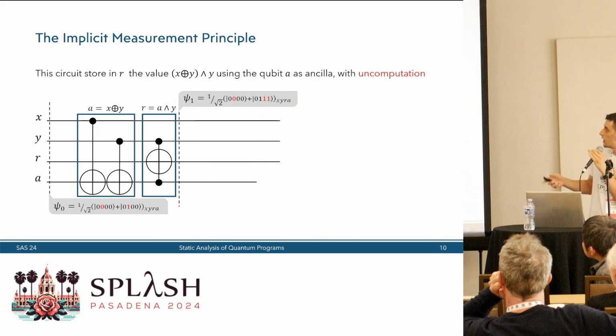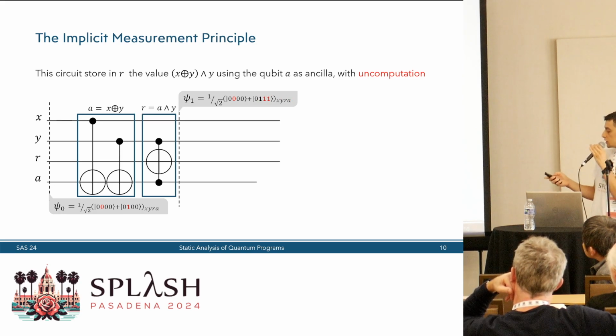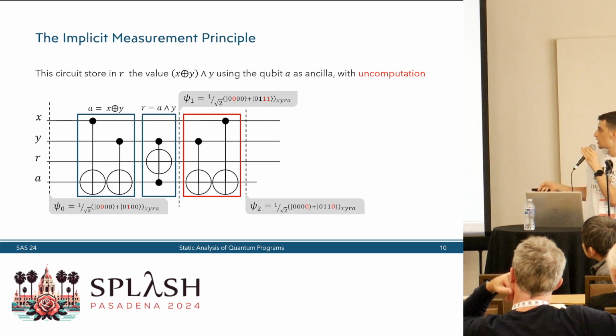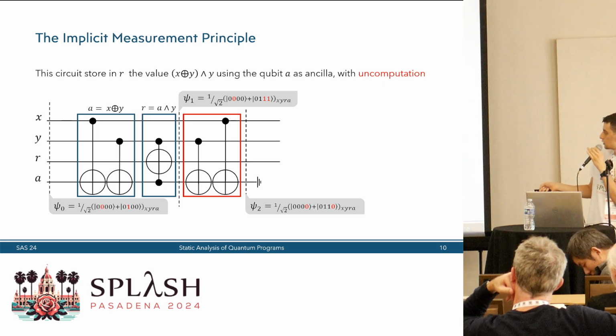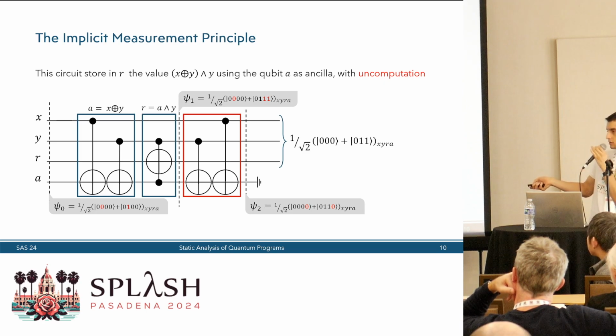We need to add an extra procedure to our program that is called uncomputation. This procedure basically resets the value of A. So now A is 0, it is no more entangled with the rest of the variables, so we can drop it, causing a measurement. But this measurement does not alter the state of the rest of the program, since A now is not entangled.